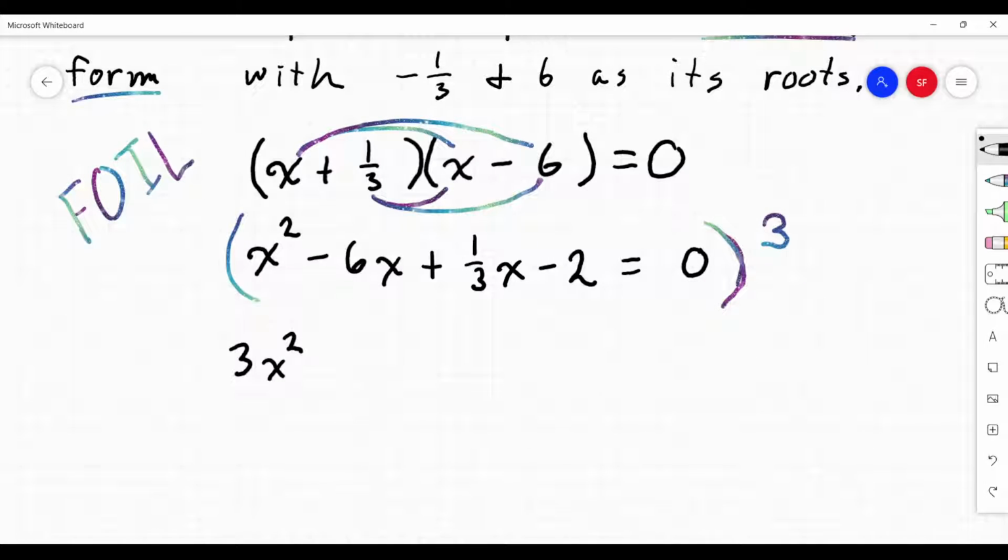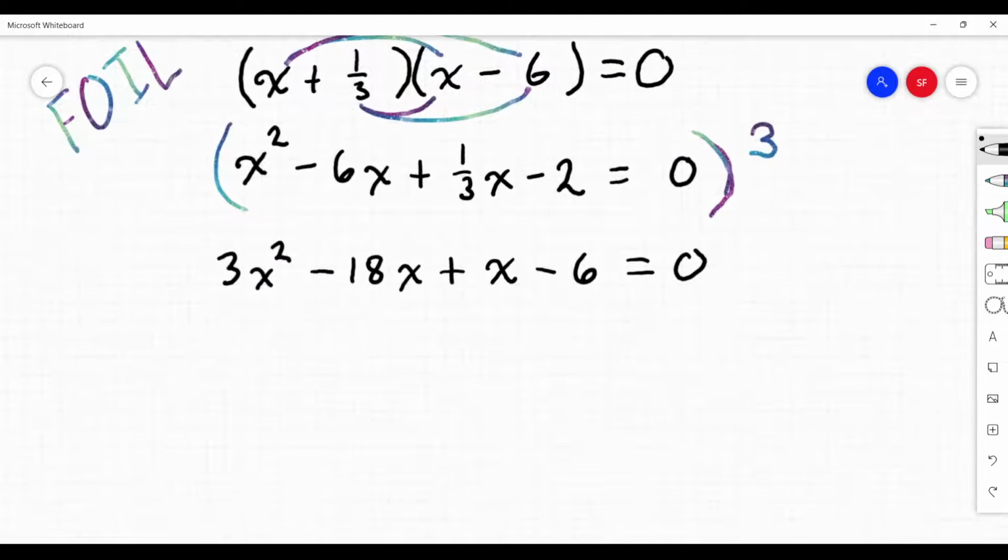And then 3 times negative 6x is what? Negative 18x, right? Well, that's the fastest I've ever done math. You're doing great. And then 3 times 1/3 is? 1x, yes, x. And then negative 2 times 3 is? Negative 6. And then equals 0. Yep, because 3 times 0 is 0.